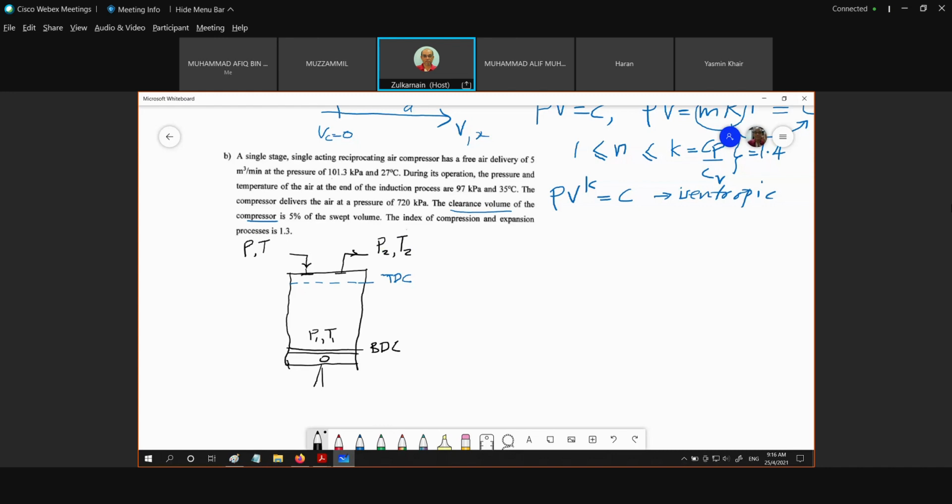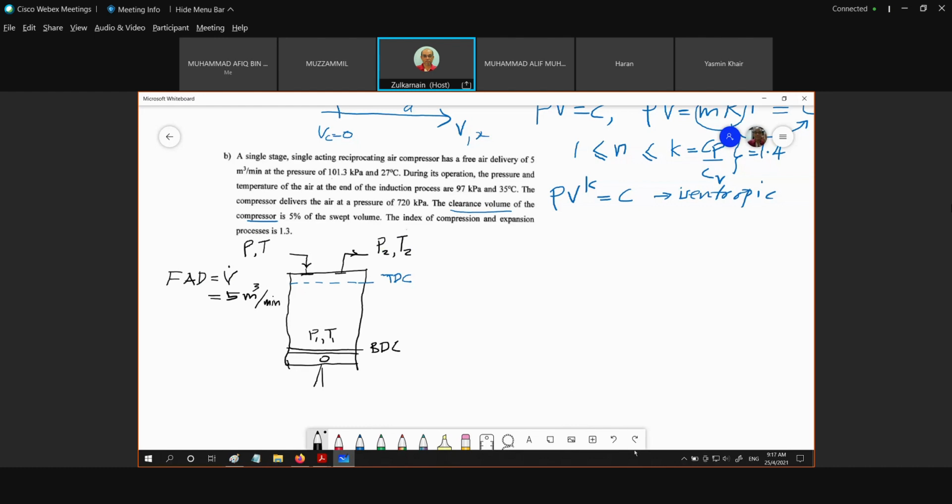So, we read back our question. What does it say? A single stage, single acting, reciprocating air compressor has a free air delivery. What is free air delivery? What we have learned, we write that the free air delivery is the condition of free air where air enters the cylinder. This is also known as V0, or sometimes we write it as just V. This is given as 5 meter cube per minute.